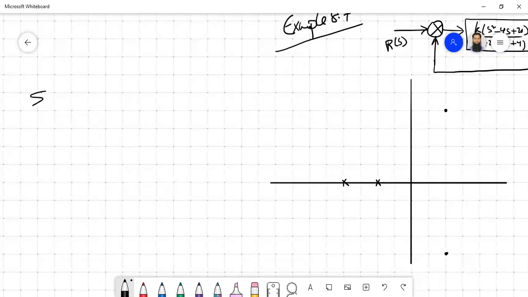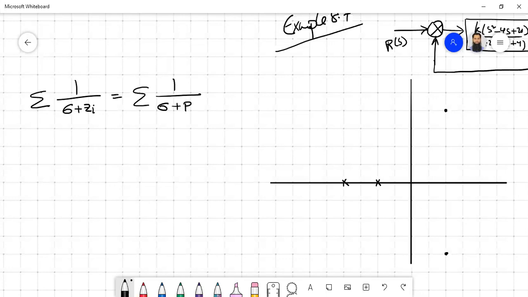One of the methods that we used for the breakaway point in the last class was that the summation of 1 by sigma plus j the zeros equals the summation of 1 by sigma plus the poles. Let's see whether, for the imaginary axis, this formula gives the correct value or not. You can always go for the condition dk by d sigma, but we want to see whether this formula works here or not.